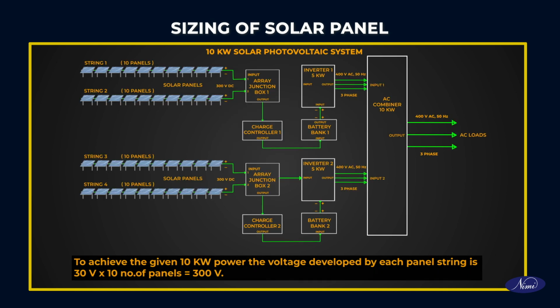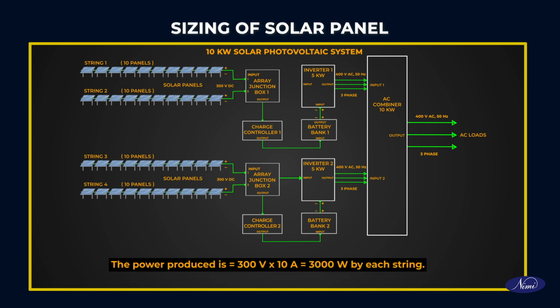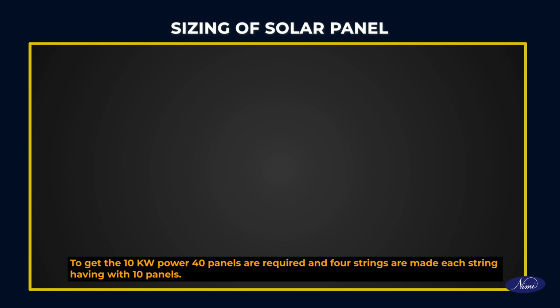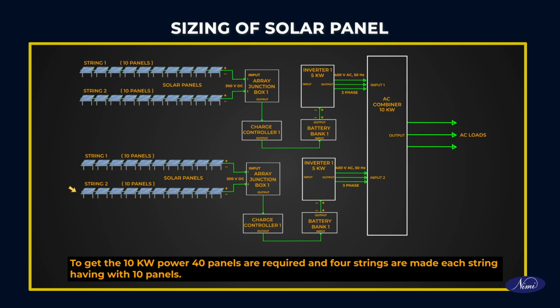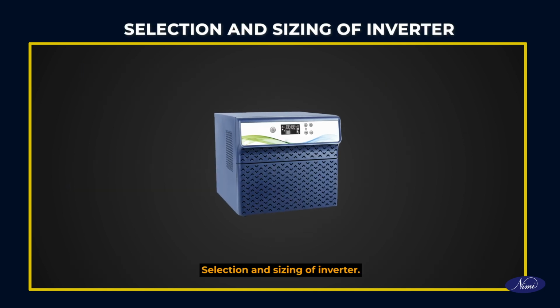To achieve the given 10 kilowatt power, the voltage developed by each panel string is 30 volts multiplied by 10 panels, which is equal to 300 volts. The power produced is 300 volts multiplied by 10 amperes, which is equal to 3000 watts by each string. To get the 10 kilowatt power, 40 panels are required and 4 strings are made, each string having 10 panels.